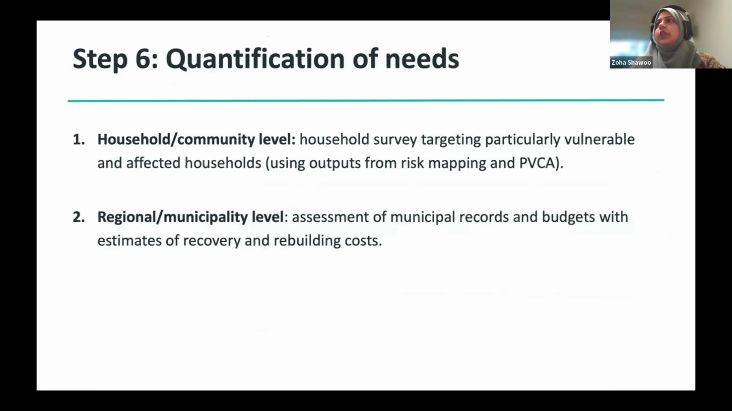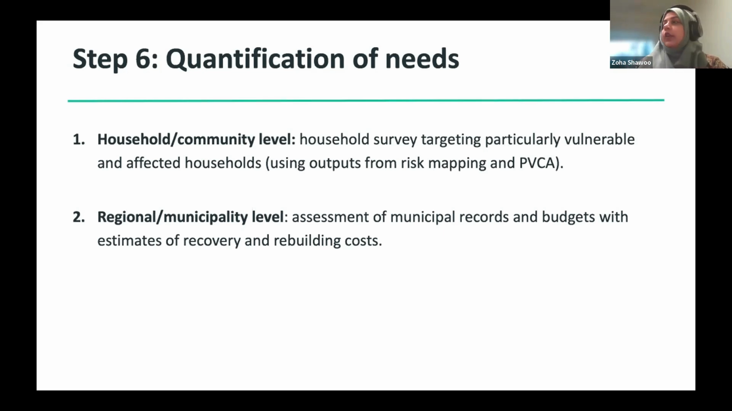So once you have all this information, you basically combine the mapping exercises with the more qualitative data and then go on to do a quantification of the needs. And here we're proposing doing this at 2 different levels, depending on the objective of the methodology. At the household or community level, you would administer a household survey where you target particularly vulnerable households that were identified through the mapping exercises, and basically have a list of questions to identify what specifically was lost and damaged. You know, how many cattle did they lose, how much crops did they lose, things like that, and go through the survey that way for economic losses and damages.